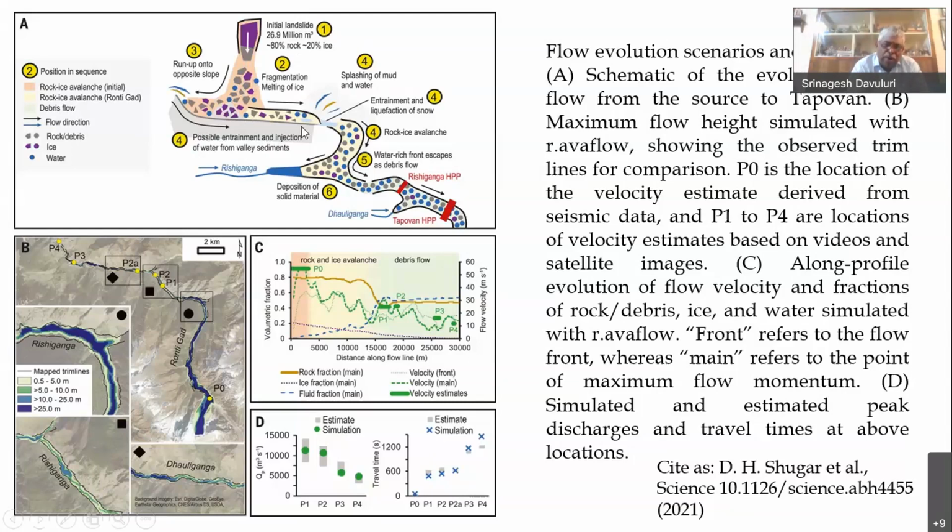Splashing of mud and water begins. Entrainment and liquefaction of snow is happening. And the rock-ice avalanche, all these have started forming at a given point of time. And then the water-rich front escapes as debris flows, and the deposition of solid material is entrenched. And then what happens? It first hits the Rishi Ganga hydropower project, and then the Tapovan hydropower project. So this is the flow direction.